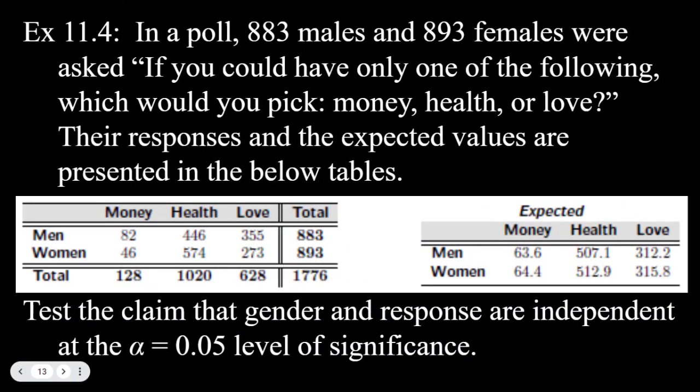So example 11.4. In our poll, 883 males and 893 females were asked if you could have only one of the following. It's the same example we did in 11.3. Notice we have our observed values and our expected values both given to us here. We're going to test the claim that the gender and response are independent at the alpha equals 0.05 level of significance.